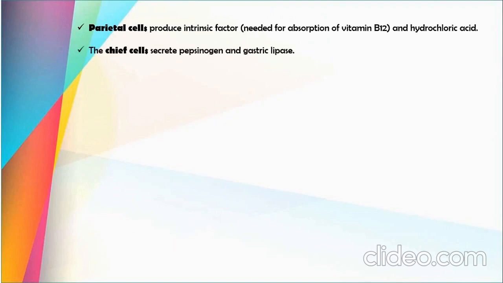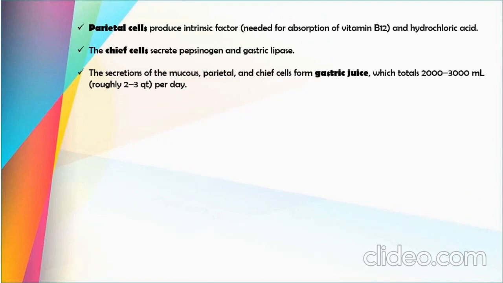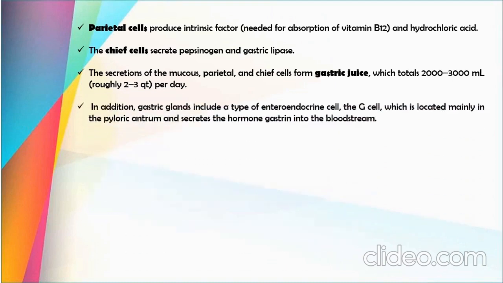Next one is Chief cells. These Chief cells secrete pepsinogen and gastric lipase. The secretions of the mucus, parietal and Chief cells form the gastric juice, which totals roughly 2000 to 3000 ml per day. In addition, the gastric glands include a type of enteroendocrine cell, the G cell, which is located mainly in the pyloric antrum and secretes the hormone gastrin into the bloodstream.